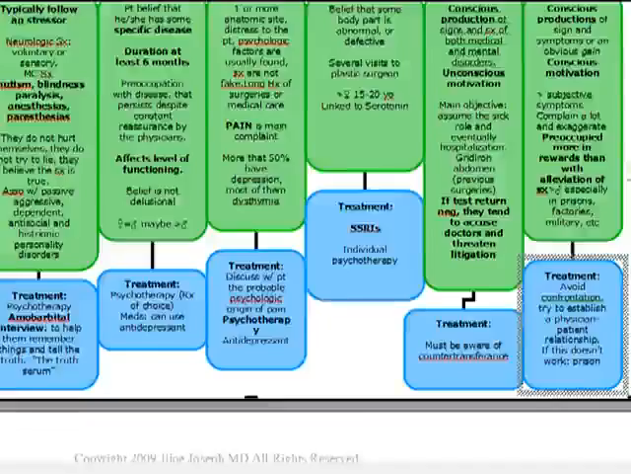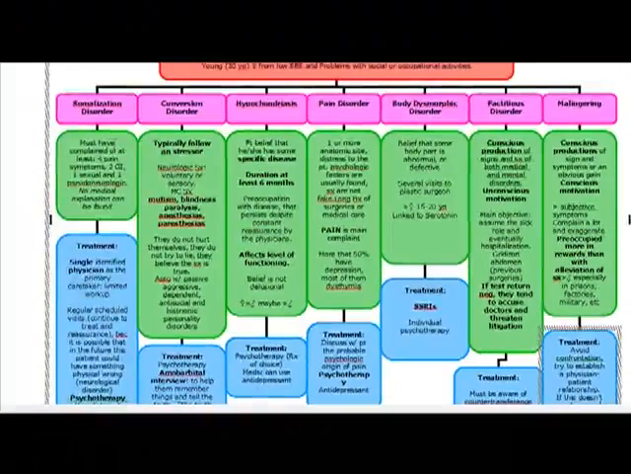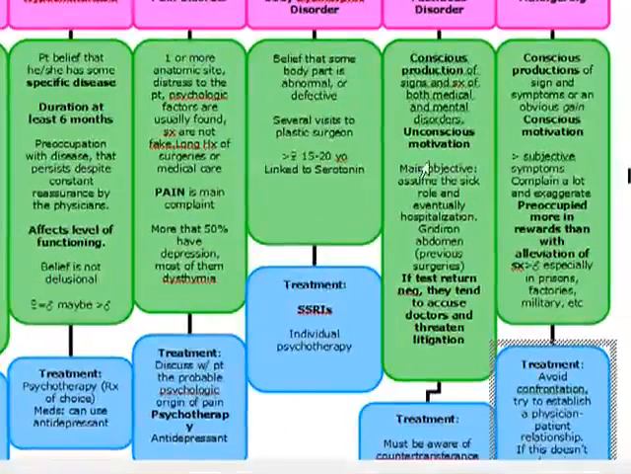All right, and basically I think you guys should get all of these down. Just know the diagnostic criteria for most of these, and also know the difference between factitious and malingering and the unconscious versus the conscious motivation.